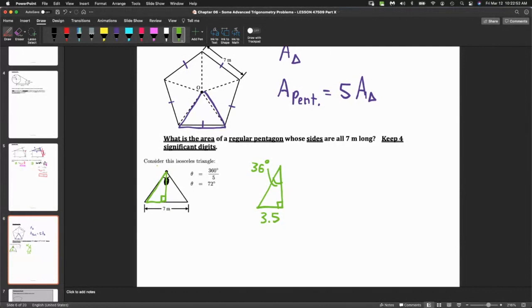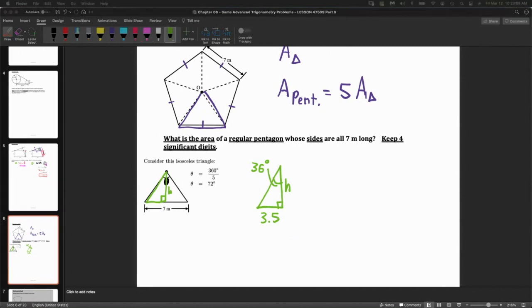So we need to find the height of this triangle. We need that height. So how are we going to find that height? How do we find that height, people? Are you sure it's tan or sine or cos? Which one is it? It's SOHCAHTOA. You choose.